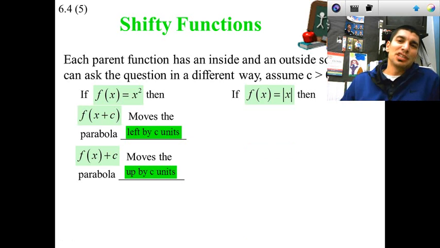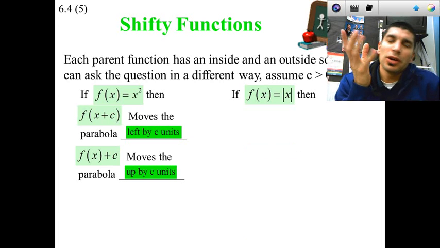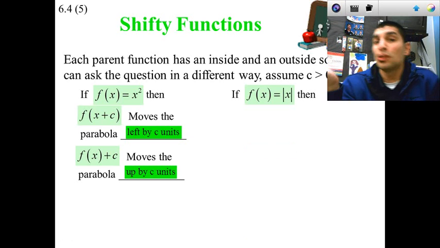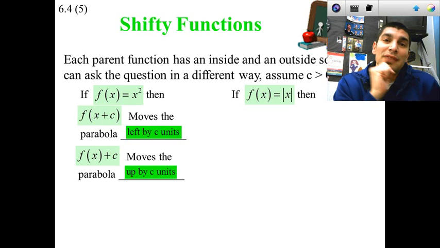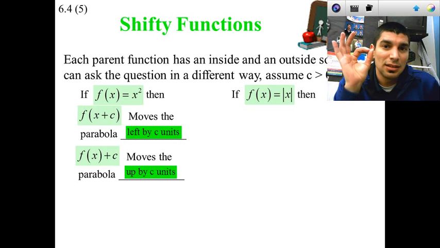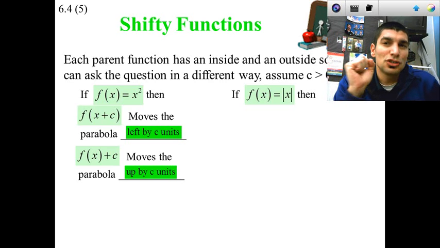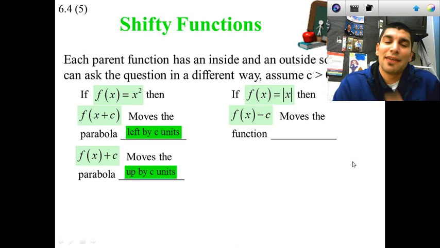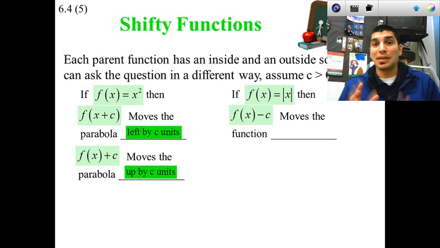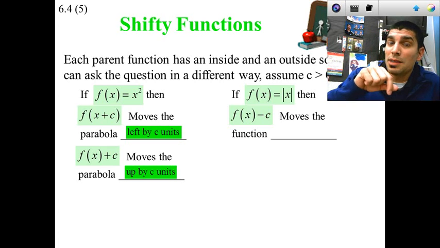What if I change the parent function? Earlier we dealt with x squared, and you're so used to doing this with parabolas, but any of those parent functions that were on worksheet 1, you should be able to do this for. Even if I change f of x and I now make it the absolute value of x, everything still applies. So if I say f of x minus c, even though we're talking about absolute value, the same thing is going to happen. Things will shift left or right or up or down depending on whether we are doing it before the parent function or after, just like that x squared.